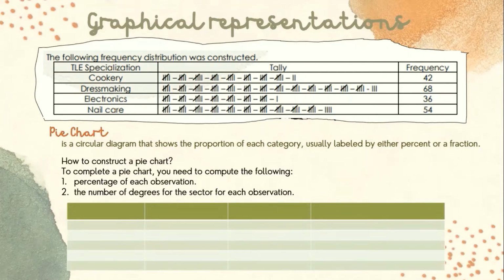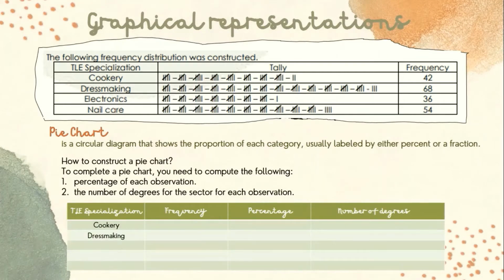Gawa muna tayo ng table. I-organize din natin yung ating data for a pie chart using a table. Table na may 4 columns. First column natin ay for the TLE specialization. Second column ay para sa frequency. Third ay para sa percentage, since hinahanap natin yung percentage of each observation. And of course, yung fourth column natin ay para sa number of degrees.